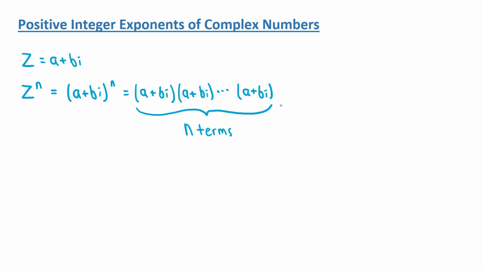If we have a complex number z equals a plus bi, then z to the power of n is just a plus bi all to the power of n. And that's just the same as multiplying a plus bi by itself n times, just like you would if the base was a real number.